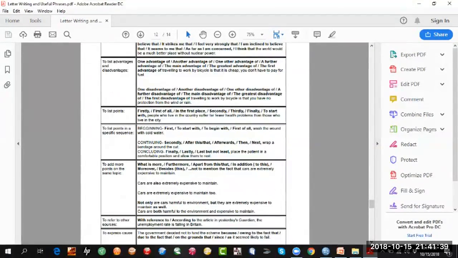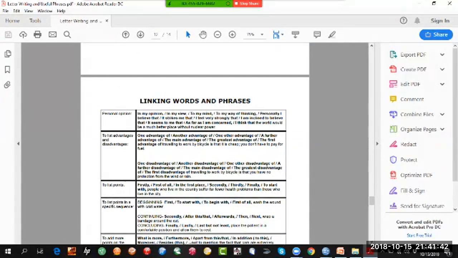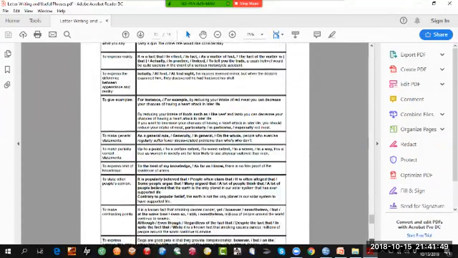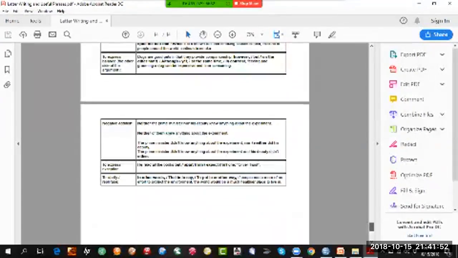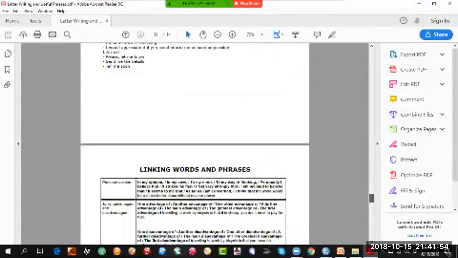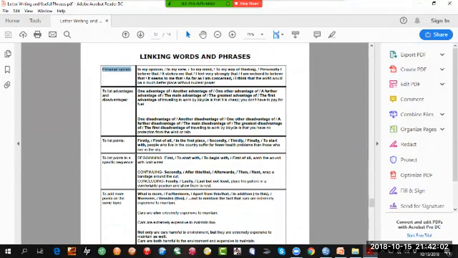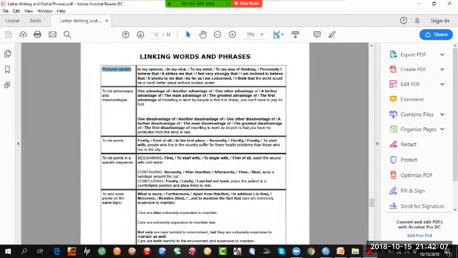Now here from page number 12, there are a number of ways, and a number of lexical resources which are given that you can use to link your words or link different phrases and ideas. Like when you have to give a personal opinion, what words you can use: in my opinion, in my view, to my mind, and so on. Then to list advantages, how you can list different advantages and disadvantages. To list points, here are some ways of doing that. Okay, and so on.